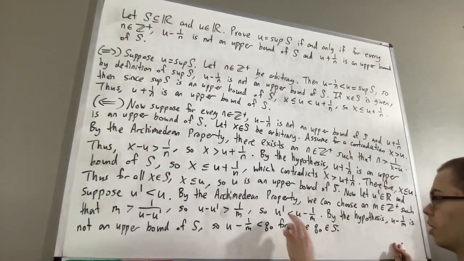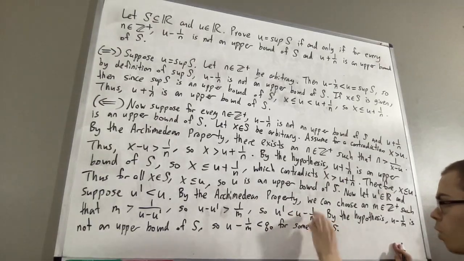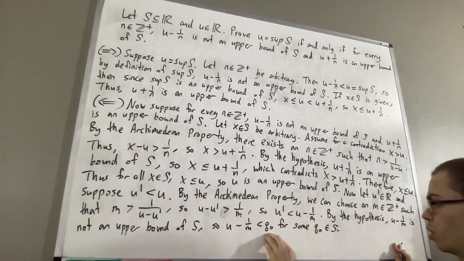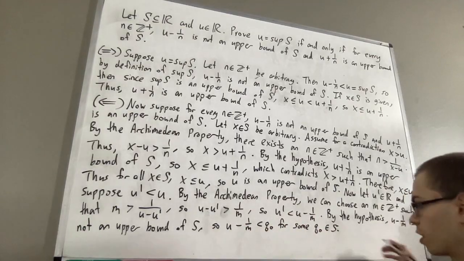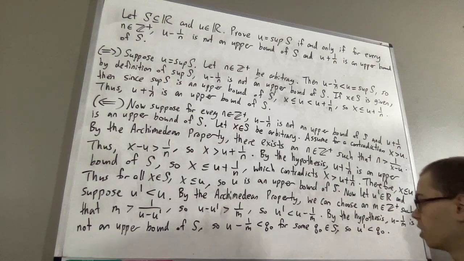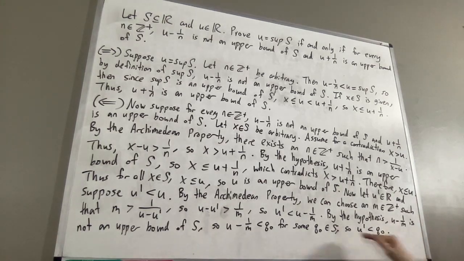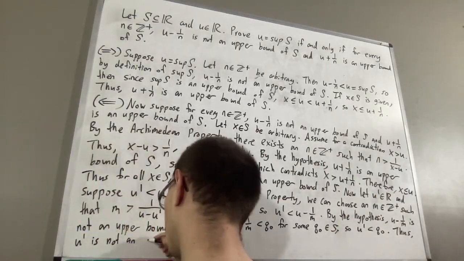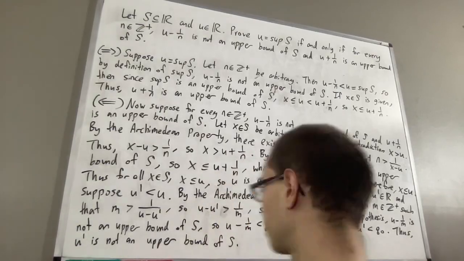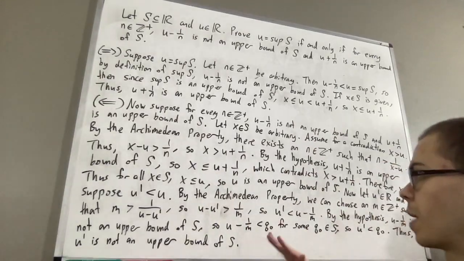But then we see u prime is less than u minus 1 over m, and u minus 1 over m is less than Q naught. So u prime is less than Q naught. So we see u prime is strictly less than some element of S. That shows u prime is not an upper bound of S. Which means, since u prime is not an upper bound of S, that's it.